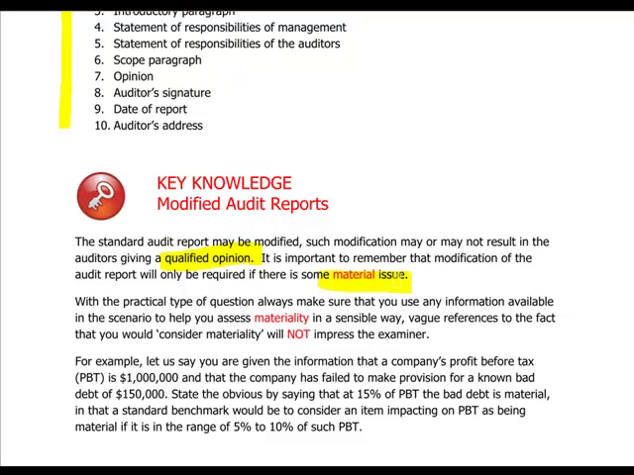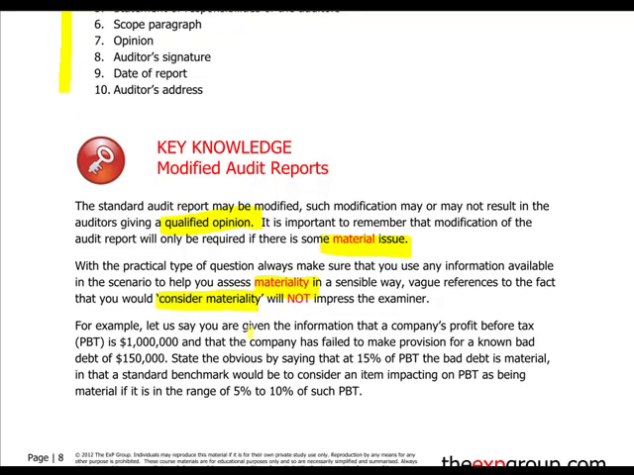With the practical type of question, so when you have a question in the exam that's practical, not just theoretical, always assess based on the information available whether the issue you are discussing is material or not in terms of figures. Don't just state to the examiner that you would consider materiality when discussing that particular topic. Please say that topic or that amount is material to the financial statements or not.